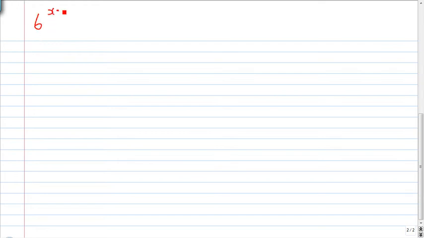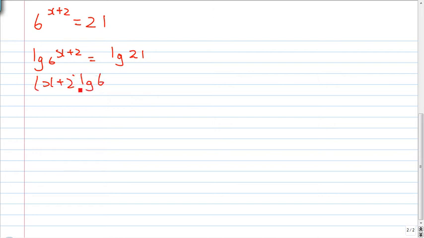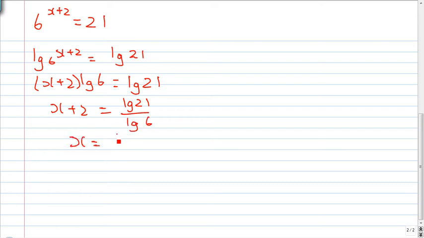Okay, 6 to the power x plus 2 equals 21. You log both sides. Okay, x plus 2 equals log 21. You can bring x plus 2 down, x plus 2 times log 6 equals log 21. So x plus 2 equals log 21 over log 6. Now x equals log 21 over log 6 minus 2. Eventually your answer will be approximately minus 0.301.